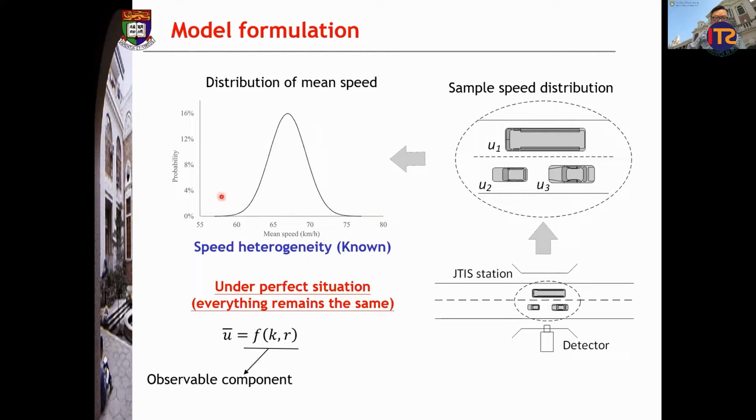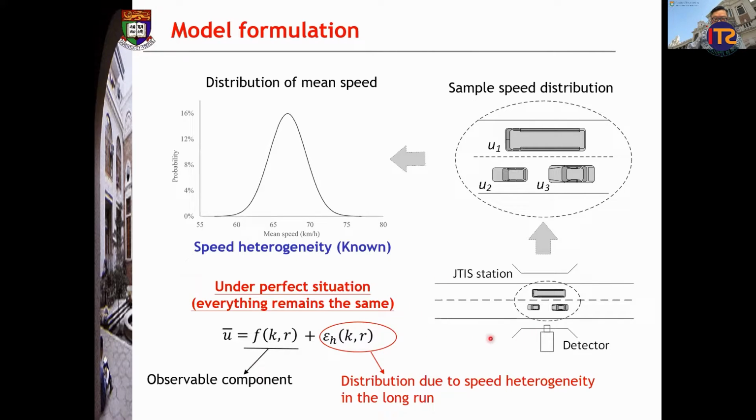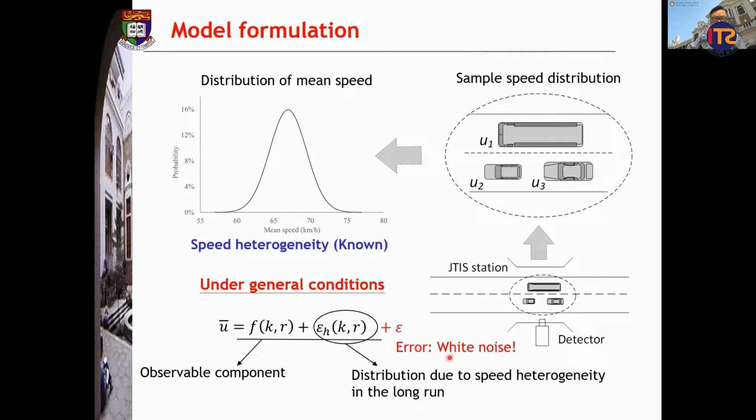Now here, what I try to do is to make full use of this information from the detector. So we can then specify the model. As you can see, even under the ideal situation, there's not a single value of the mean speed, but they follow a distribution. So it's natural that we would specify the function here, on top of the deterministic observable component, to represent the distribution due to speed heterogeneity in the long run. If we repeat the measurement many times, then we expect the speed will also follow a certain distribution, due to the variability of the speed population. And then, in the general sense, we would also add the general error term into the model. Compared to the conventional analysis, the main difference is that we establish this implicit speed heterogeneity function into the calibration procedure for the traffic flow model.